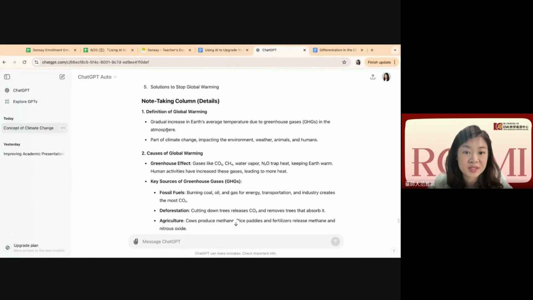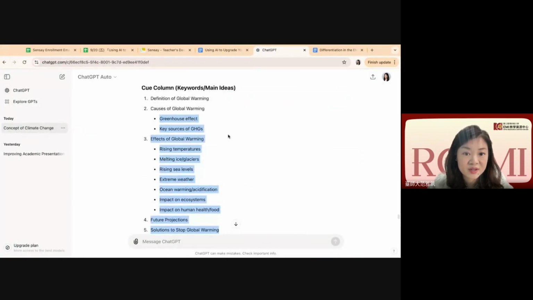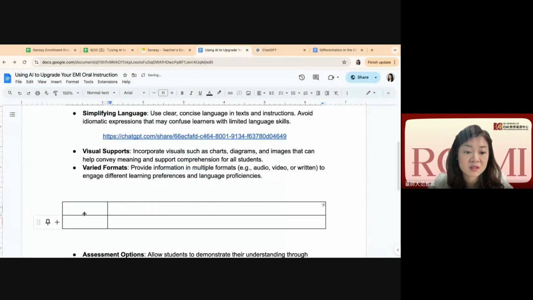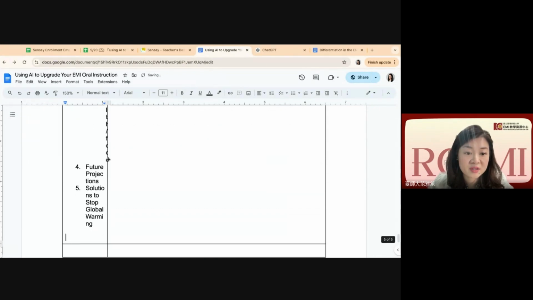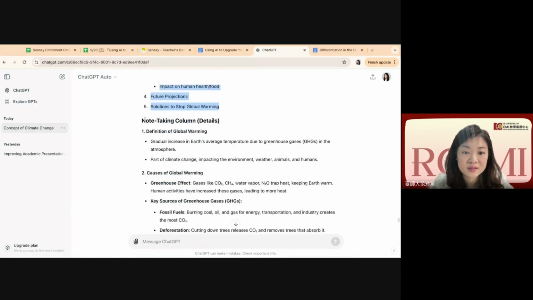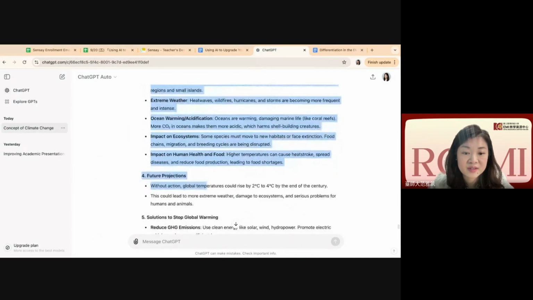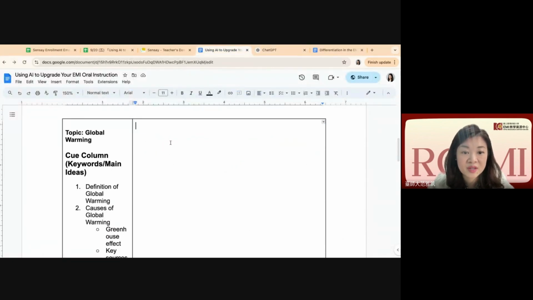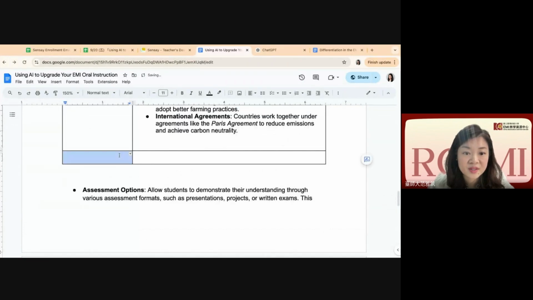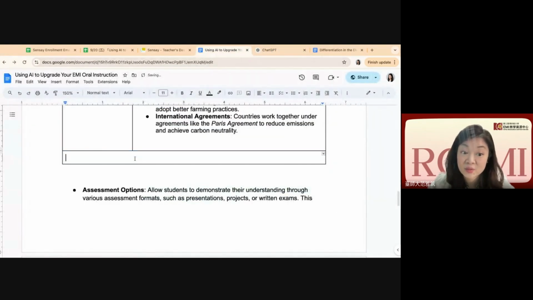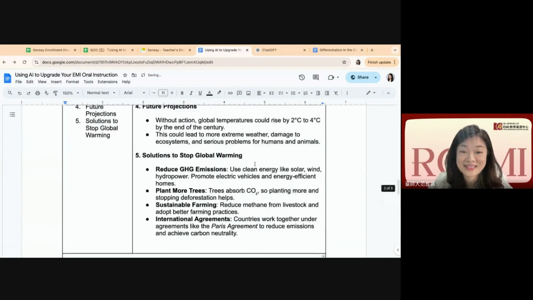So with ChatGPT here, the Cornell method should look like this: topic should be up front, okay? And then details should be on the right, and summary should be on the bottom. And the bottom should merge cells. So it should be like here. Okay. This can also be a handout that you pass out to the students.